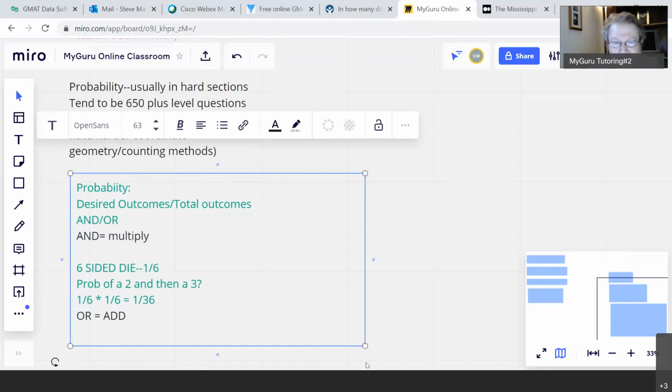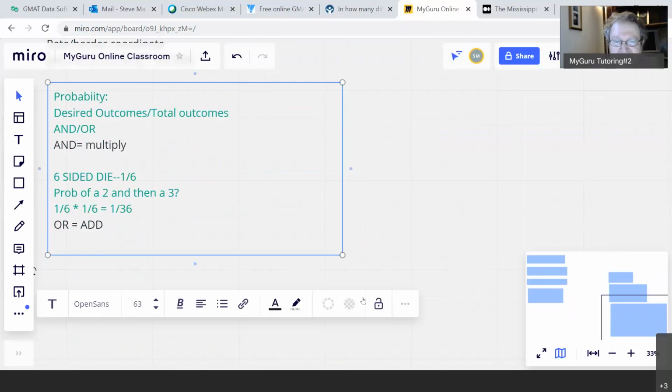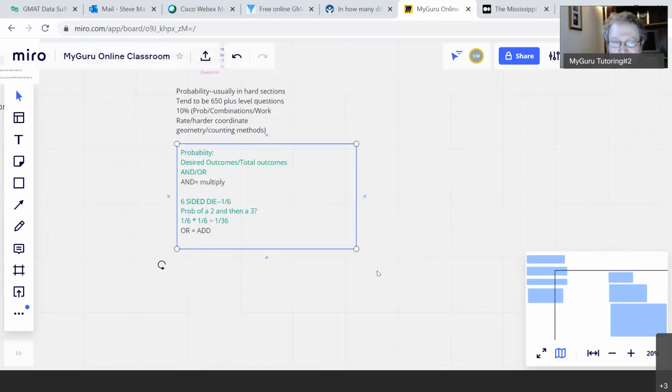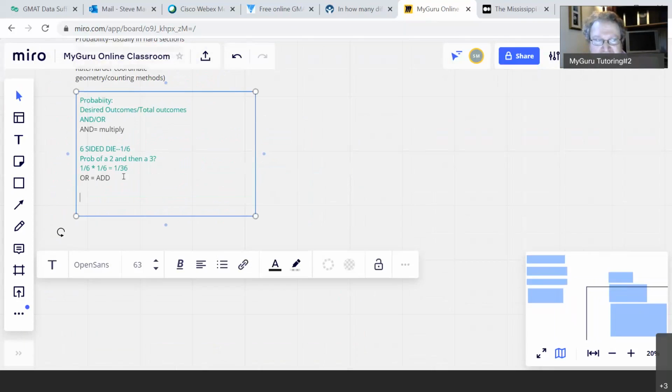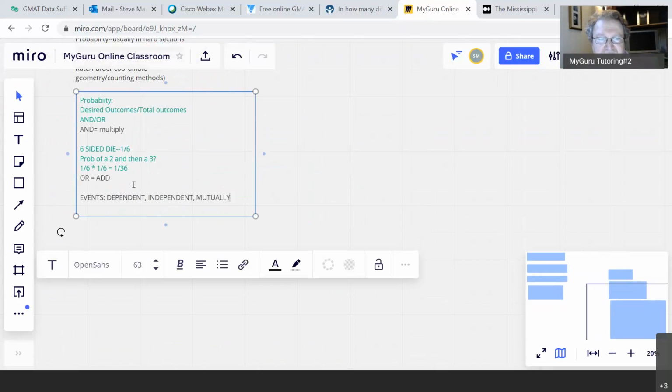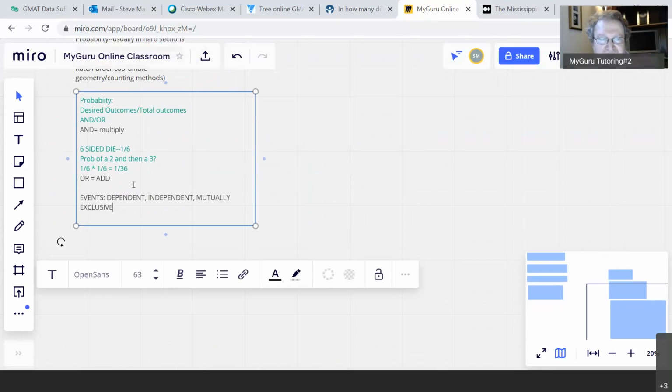Okay, now you want to be familiar with the concept, and I'm probably not going to use this in the test itself, but you want to be aware of something called mutual exclusivity, right? Are events dependent? Are they independent? Are they mutually exclusive? So, dependent, mutually exclusive. Basically, how is one event depending on another event?